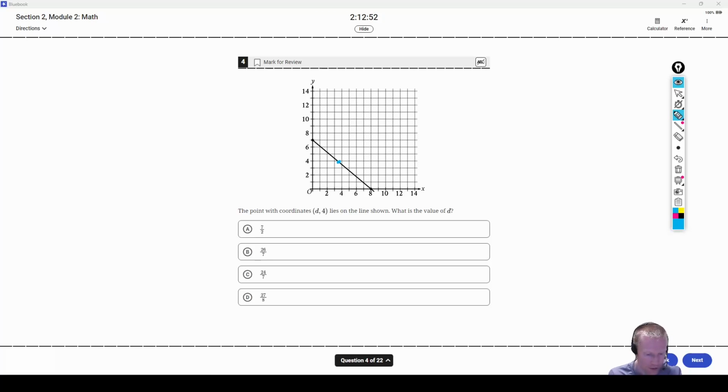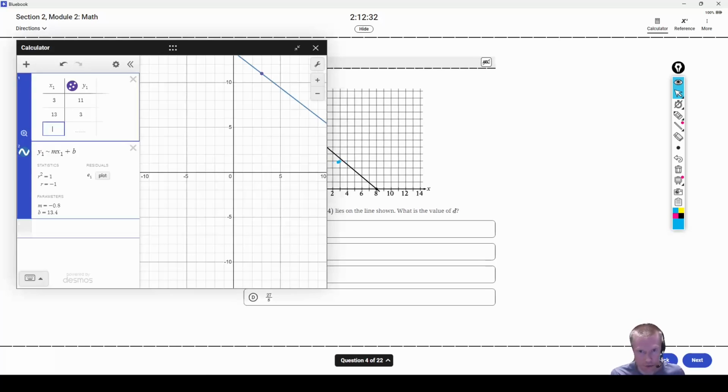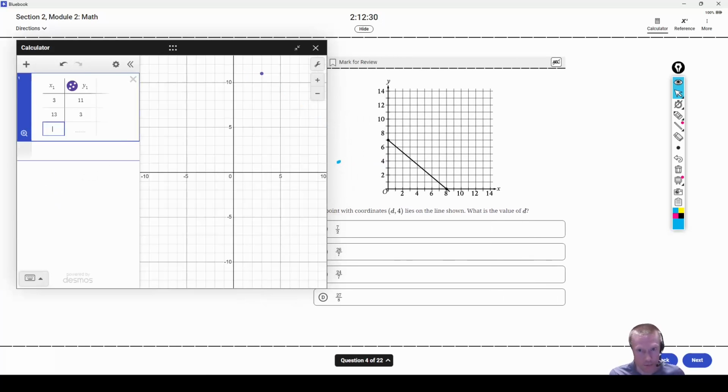So first of all, you could find the equation of the line. And then once you found the equation of the line, you could set 4 equal to y and go ahead and solve for x. But I'm just going to save some of the work and do it in Desmos because it's going to be quicker.